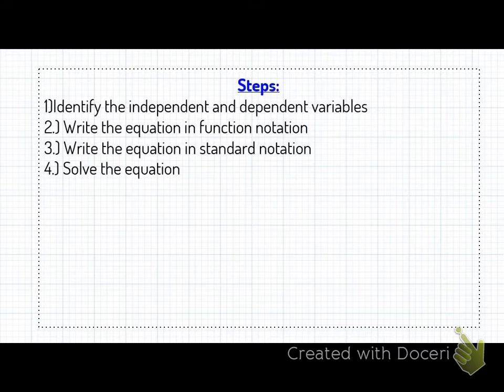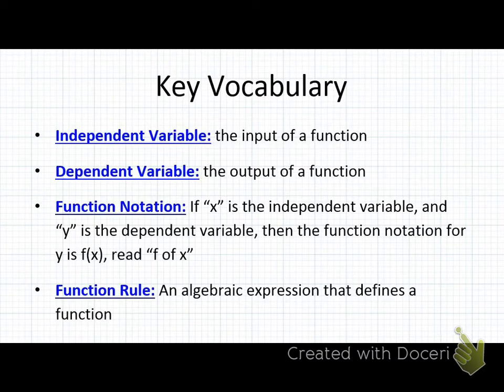Again, here are the steps. Take a moment, please write these steps down and pause the video right now. Okay, you should have paused the video and written these down. Here we go, continuing. So, vocabulary here.